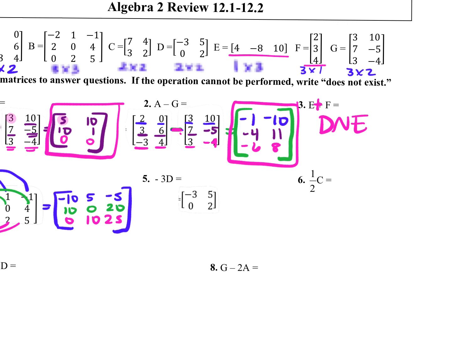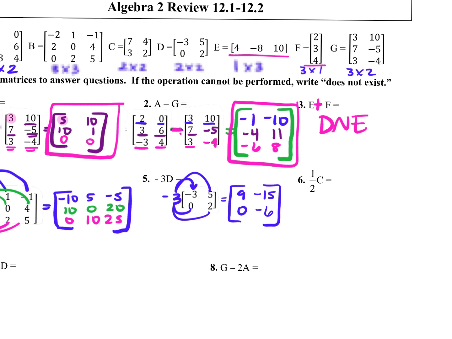And we are multiplying that matrix by a -3. So multiply everything here by -3. You should still get a 2 by 2 matrix when you're done. So -3 times -3 is a +9. -3 times 5 is a -15. -3 times 0 is 0. -3 times 2 is -6.